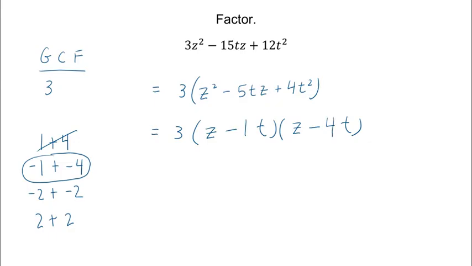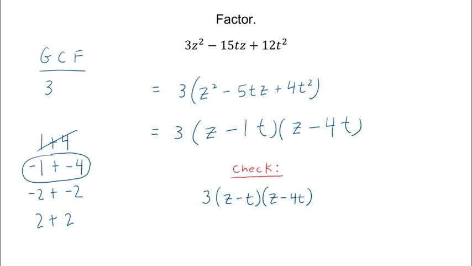Now you may say, well, we took careful measures to make sure that we got a 4 as the coefficient of our last term, and that we got a t squared as the variable portion of our last term, and that we got a negative 5 as the coefficient of our middle term, but we really didn't take very much care in making sure that we got a tz combination in the middle. Well, let's just FOIL this thing back out to make sure that the tz portion worked out okay for us and that this is definitely the correct factorization.